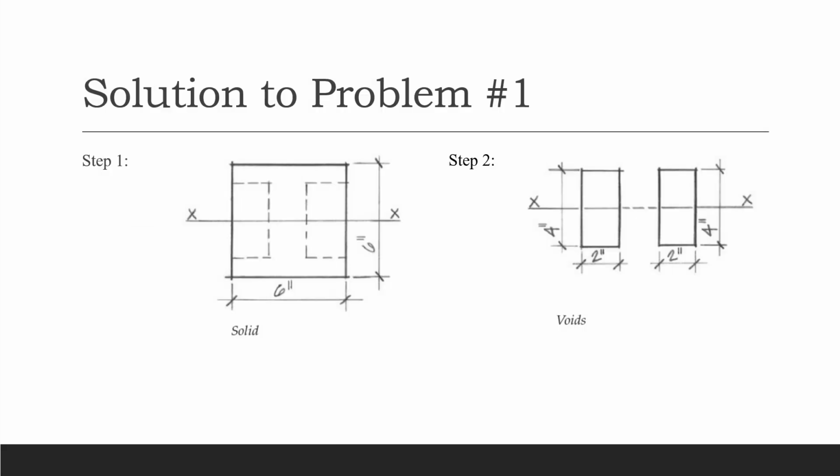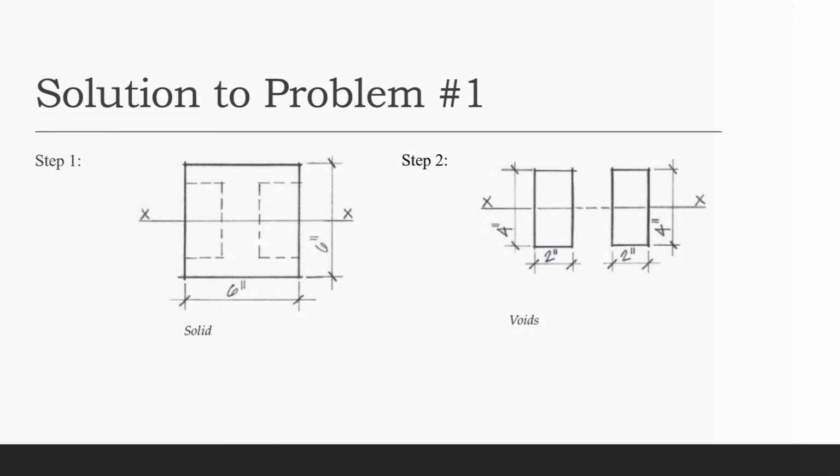The solution to this problem is right here. Step number 1, we figure out our solids. Then step 2, we figure out our voids. Our solid is 6 and 6. Then for the voids, it's 4 and 2.